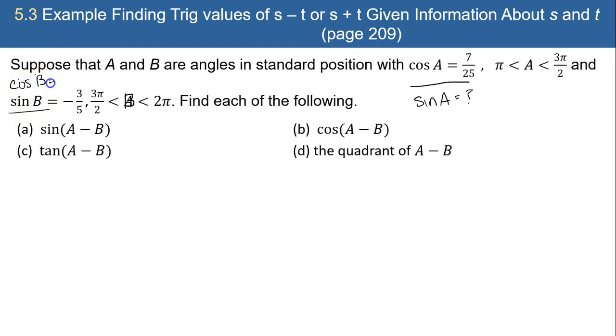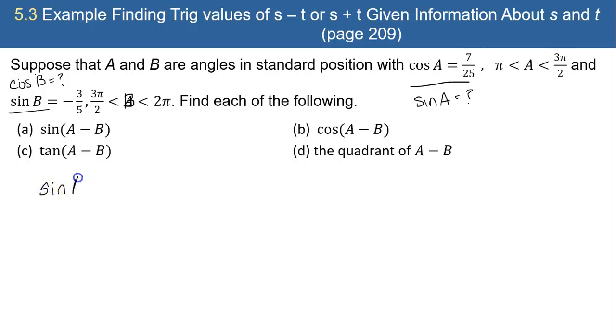Cosine of B. All right. So we should know how to find, given one trig value, the other trig values for sine, cosine, tangent of whatever angle we're given. Okay, so let's find what sine of A is equal to first, and then we're going to look at finding all of these other solutions.